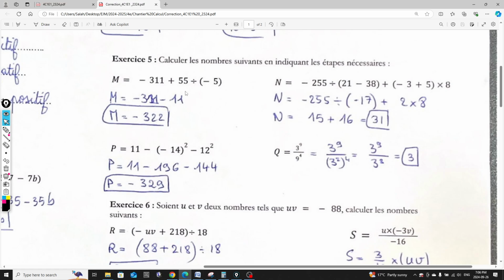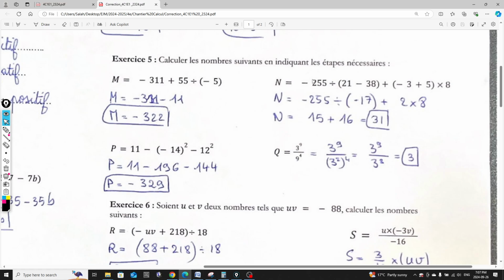Okay, so here for example, you've got an addition and you've got a division. BEDMAS or BEMDAS tells us that we've got to look at division first. We've got to do that one first. Okay, so 55 divided by -5, that's -11. Well, I've got -311 minus 11, so then that means I'm going down to -322.